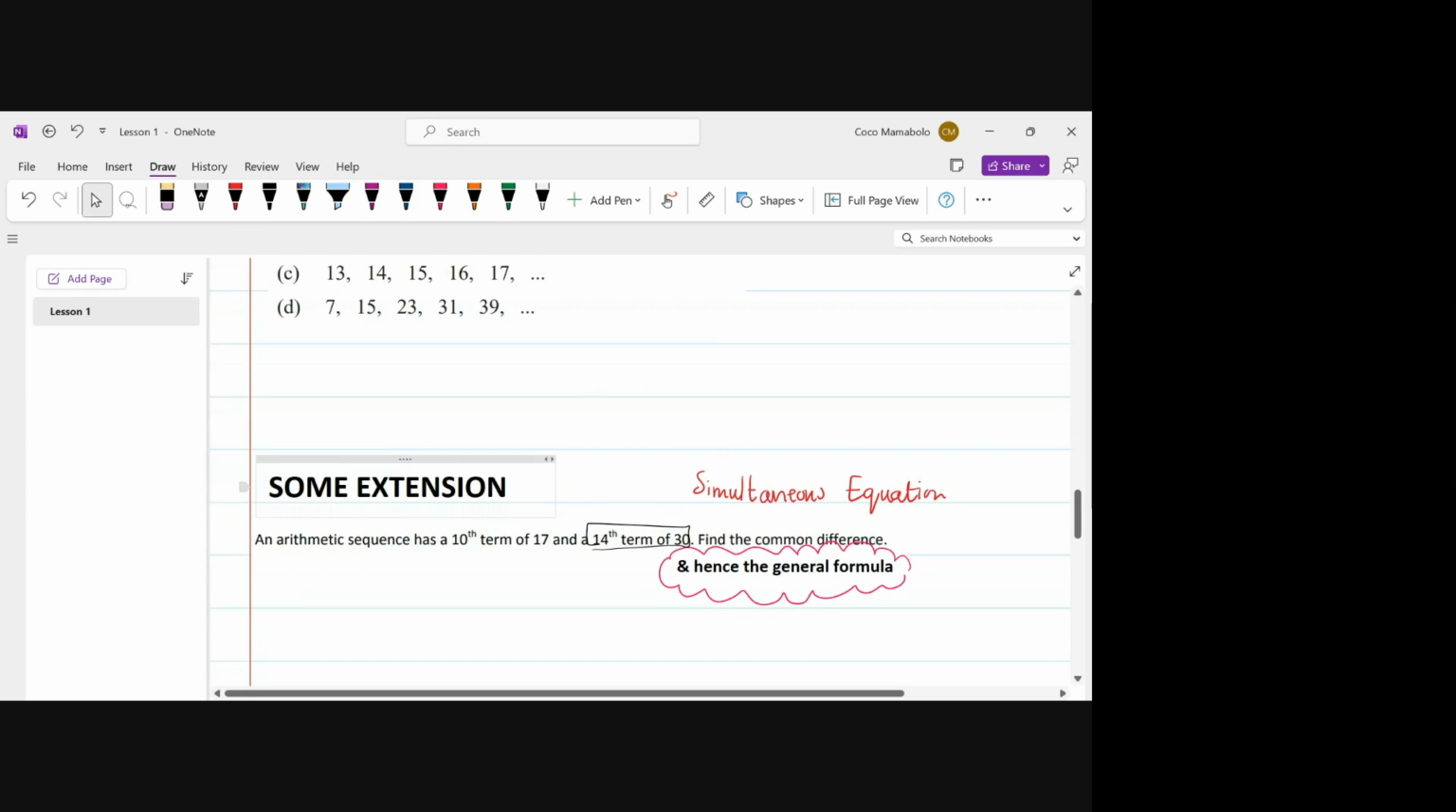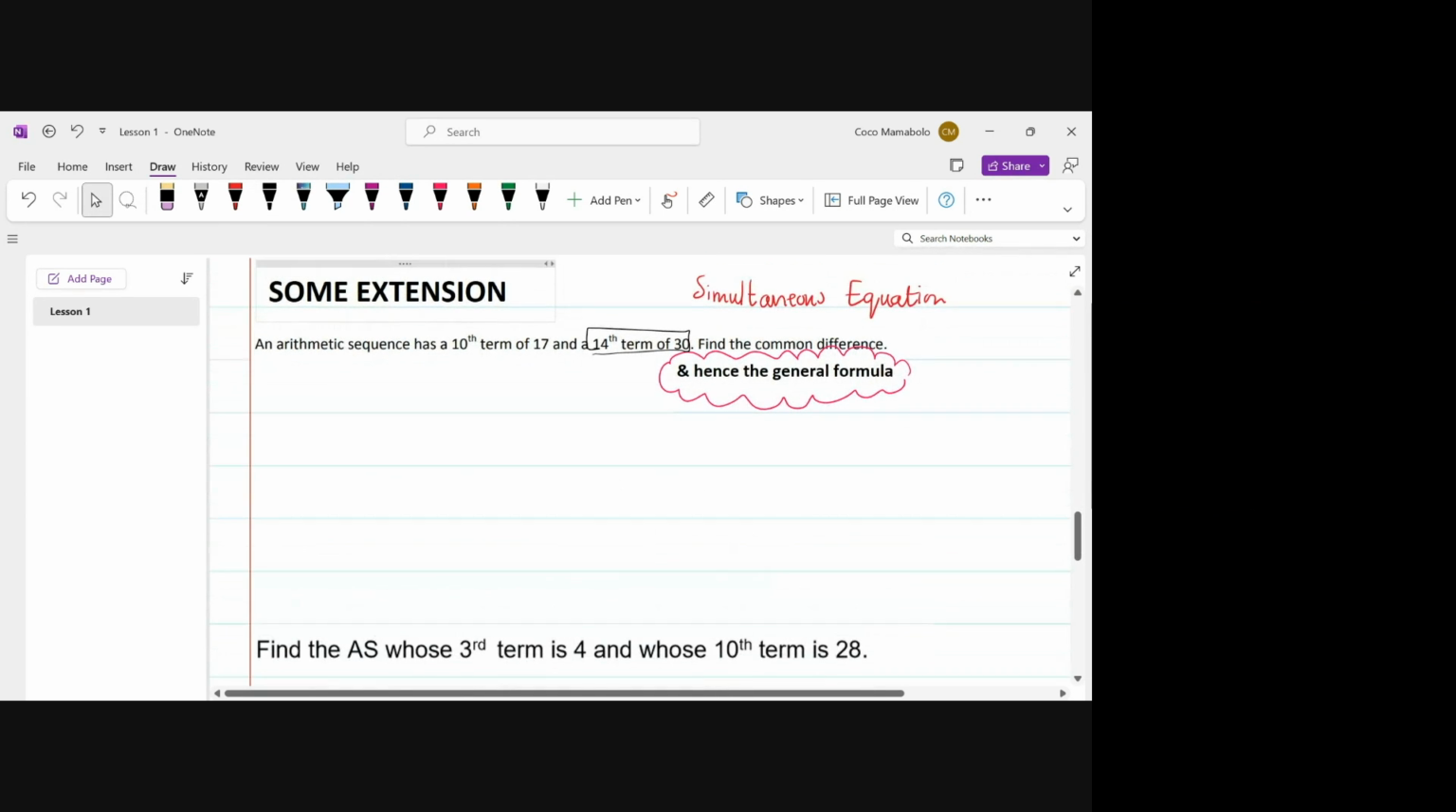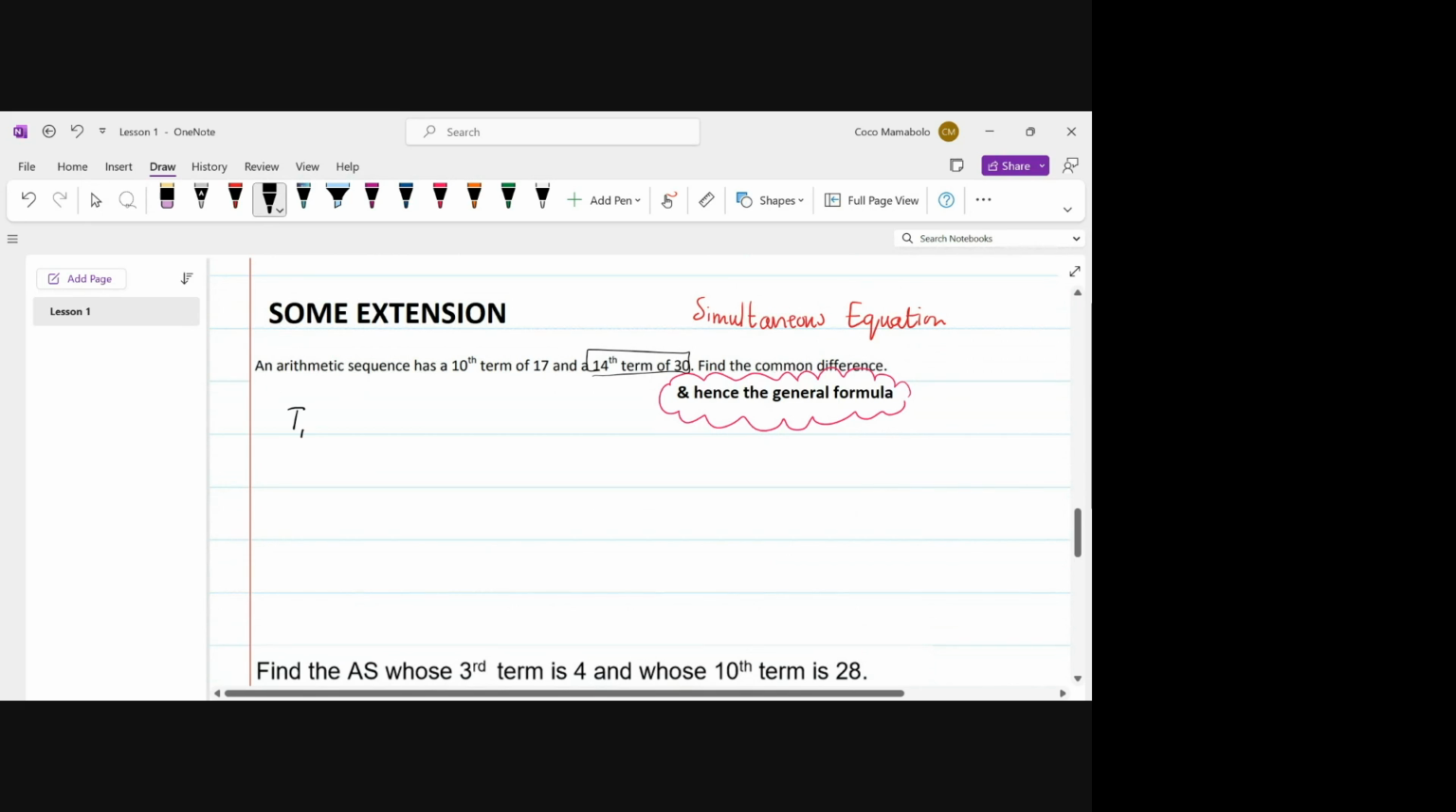I know that T14 is equal to 30. Oh, I need some space, so I'm going to move it a little bit further away. I also know that the number in position 10 is 17. So I know that T10 is equal to 17. Now, as it's written here, equation 1, equation 2. Now, what I'm going to do here is, instead of writing T14, I'm going to write the formula for the arithmetic sequence.